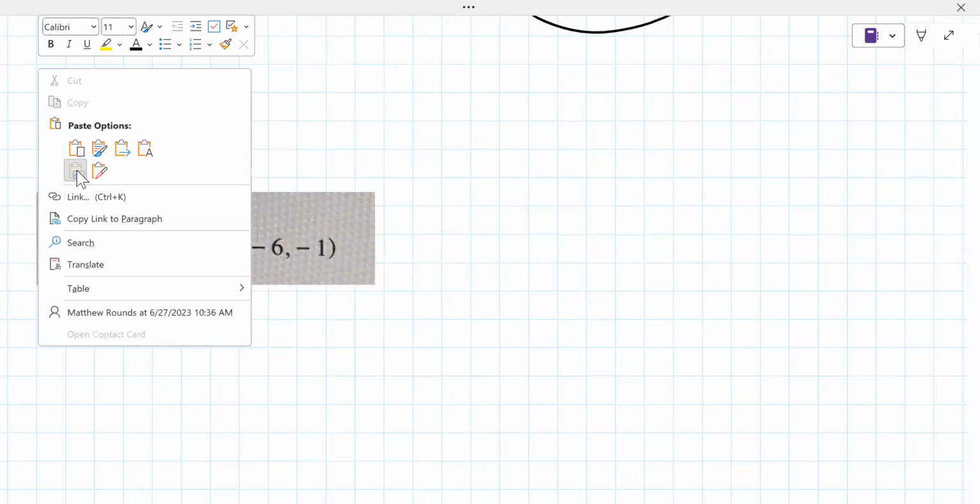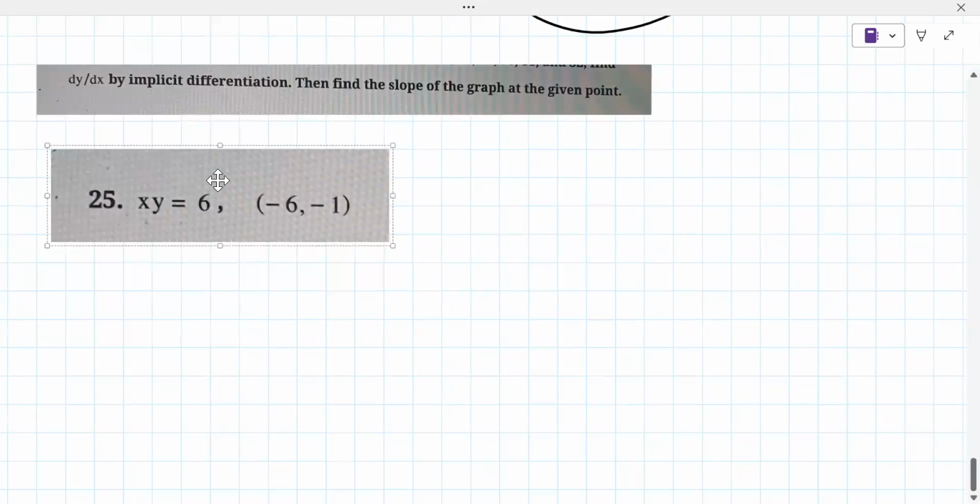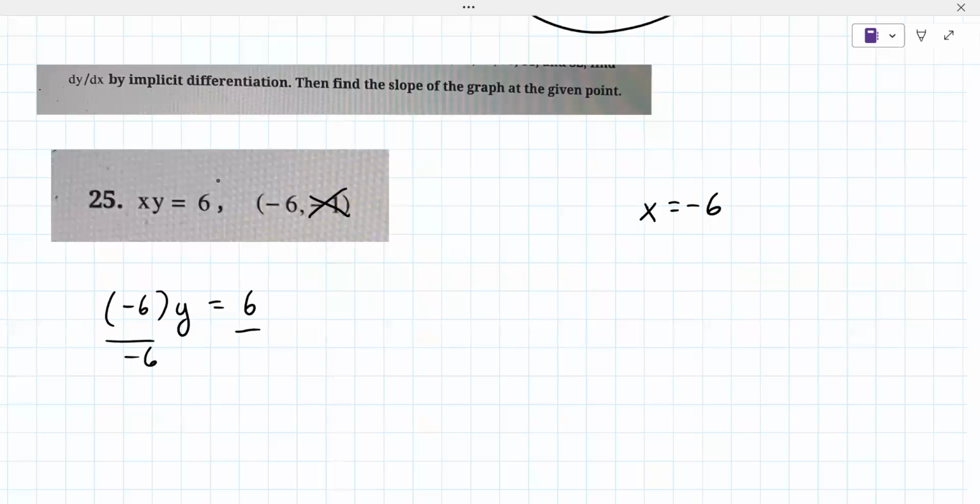All right, sometimes they only give you the x value. So let's just imagine you didn't know the y value at the moment. You'd put that x value in, and you do have to solve for y. So you divide by -6 and y ends up being -1. Now, I know they give it to you, but keep in mind, sometimes they don't. And then students are like, wait, how do I do this?